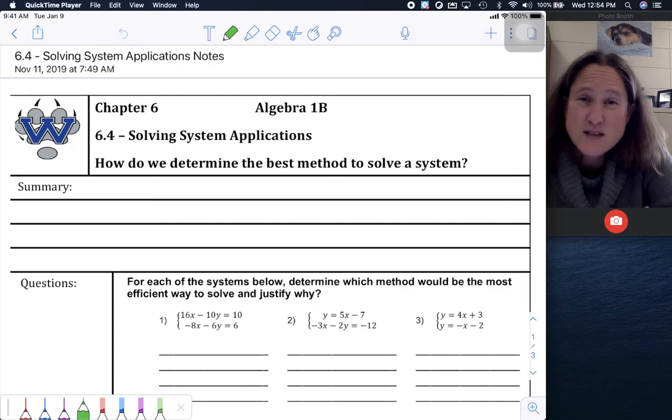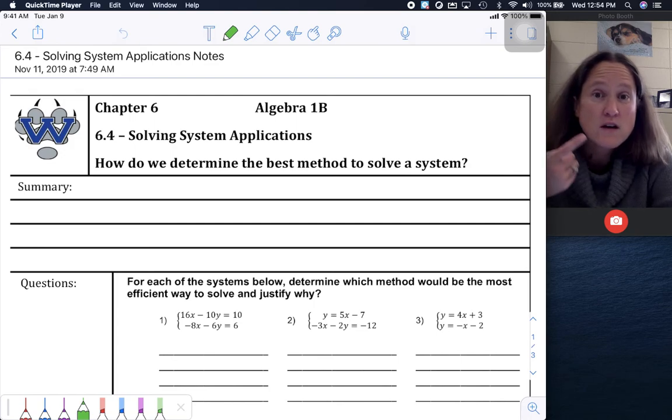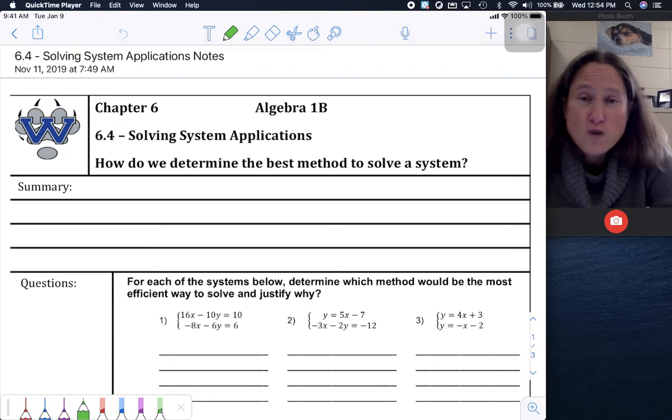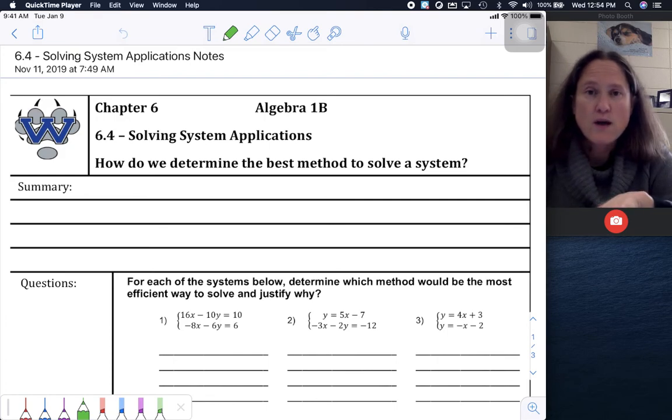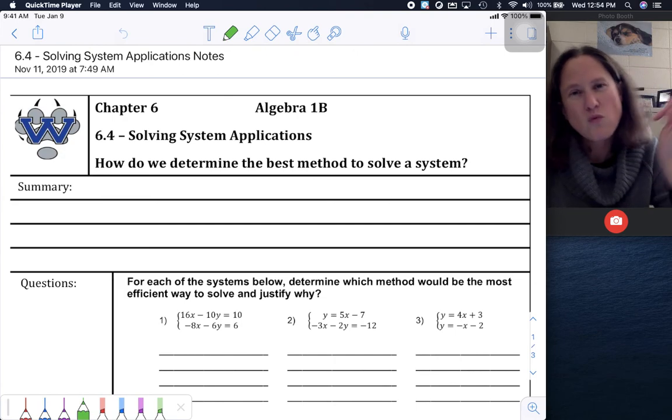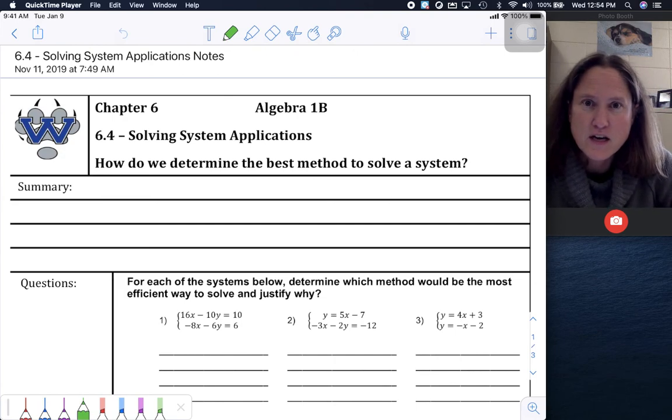So you're doing the exact same thing. You can either solve by graphing, substitution, or elimination. Unfortunately, with real world type problems, it does include more non-friendly numbers. But the most difficult part is setting up the equations. That's what you have to do.